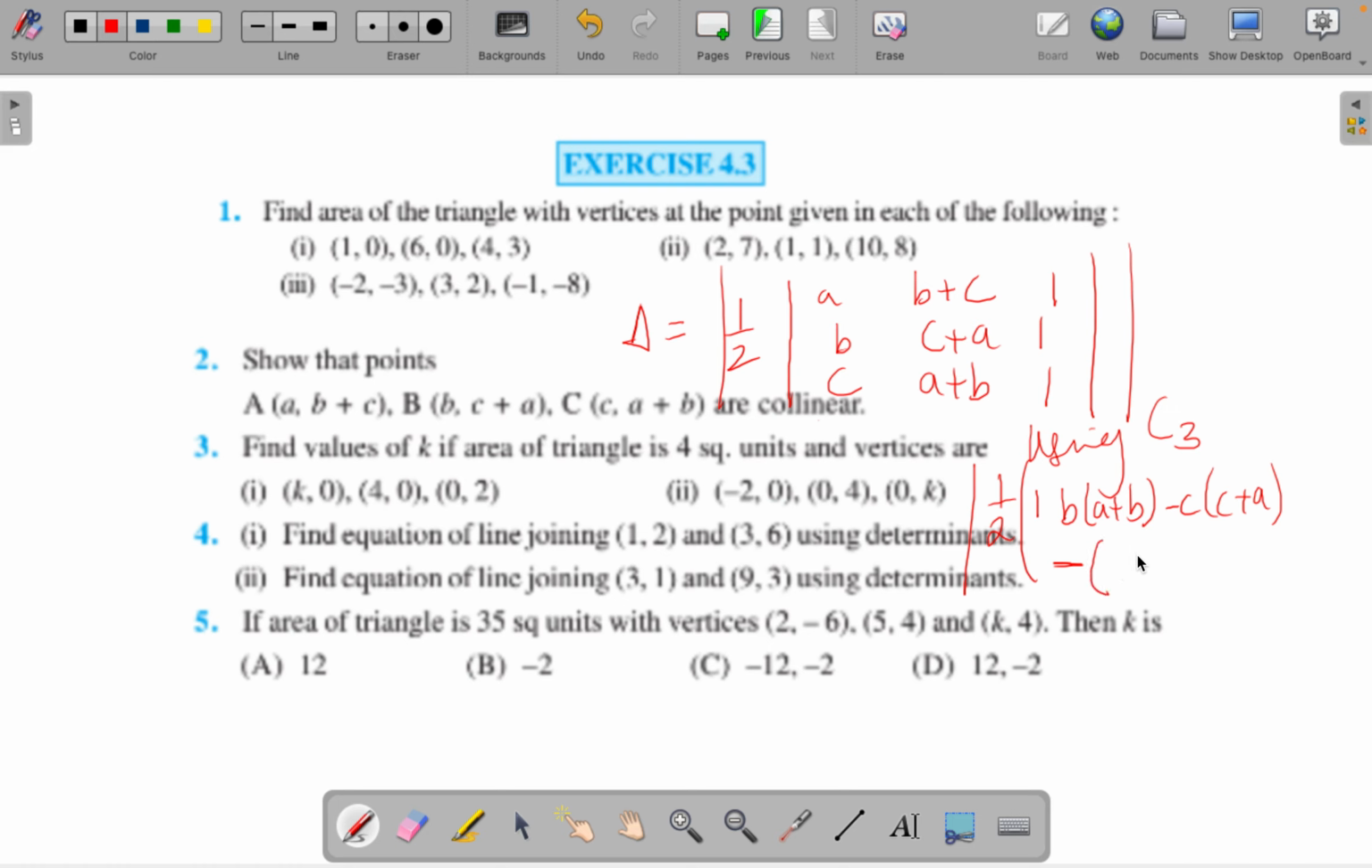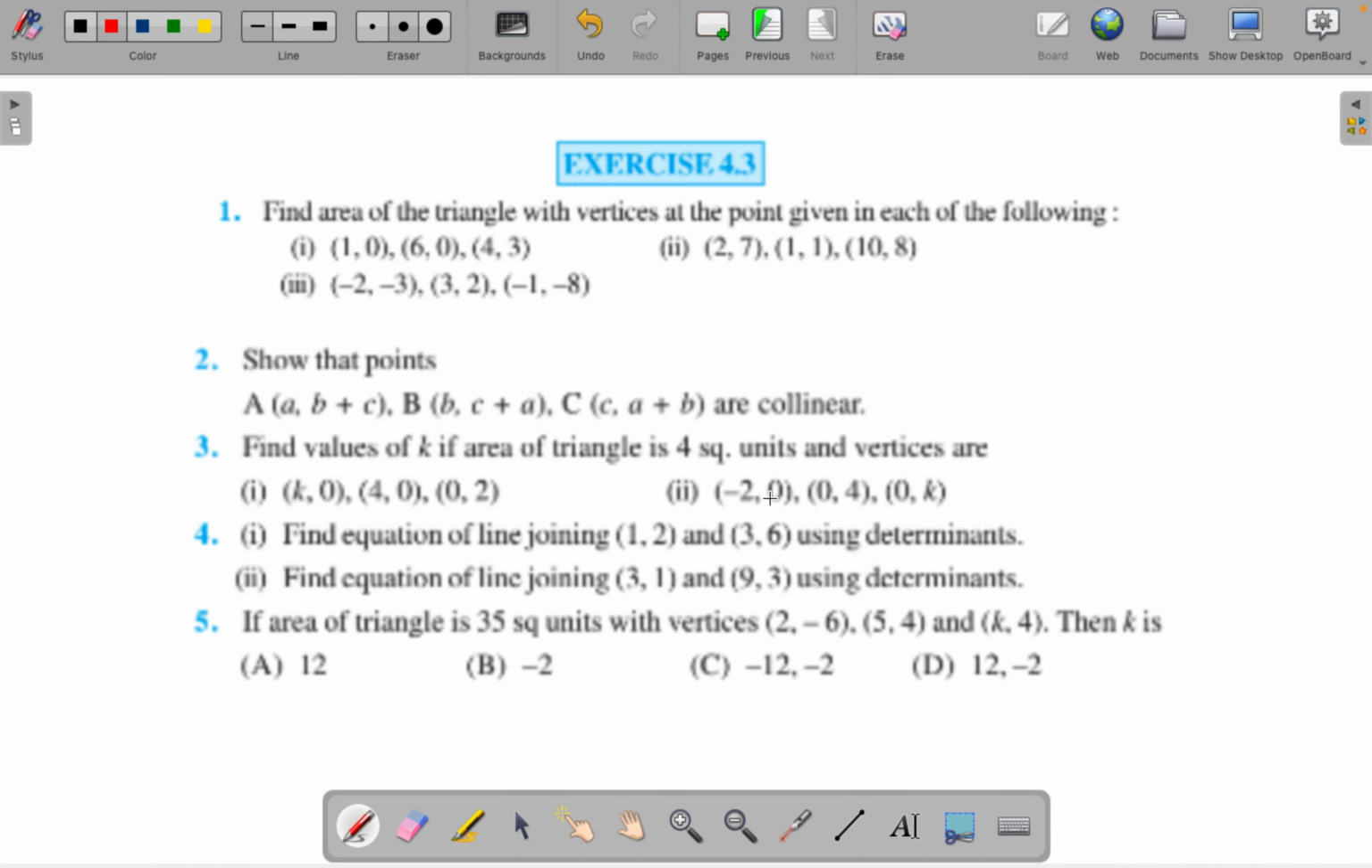Again, forget the row, forget the column. A into A plus B minus C into B plus C. Similarly, plus 1 into, again forget the row, forget the column, A into C plus A minus B into B plus C. And when you open this, everything is going to get cancelled and you will get 0. So that is how we will say that the points are collinear.